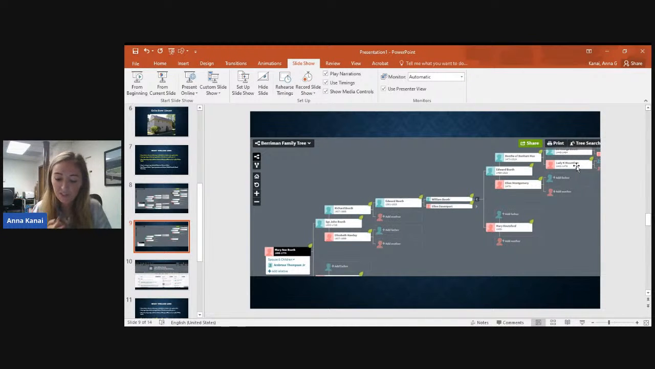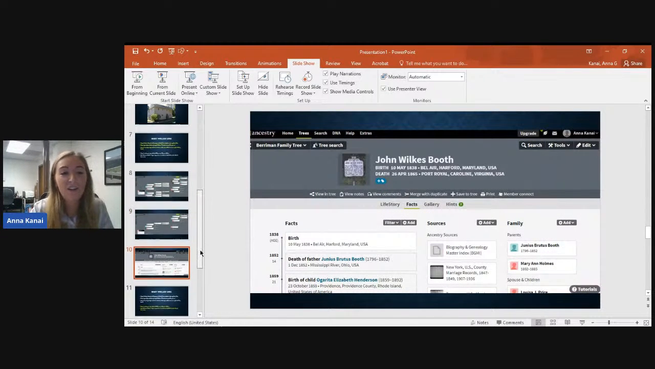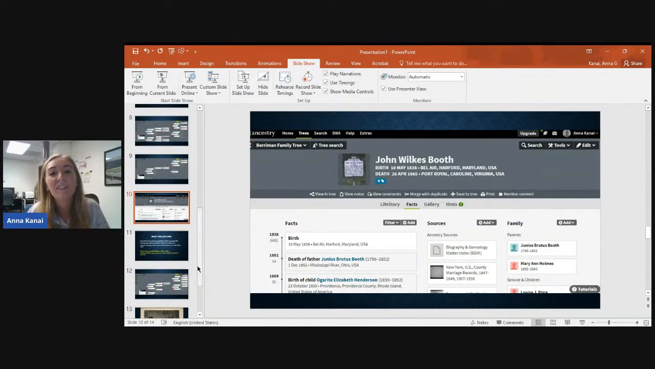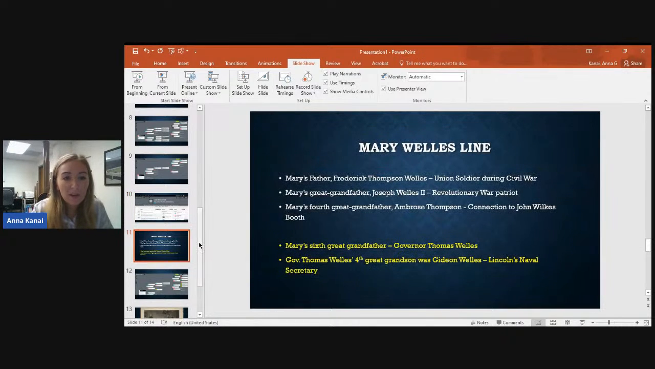And so it was just really cool to say that I had John Wilkes Booth in this family tree that I'm researching. Obviously, it's very sad, but it was cool to look into this and see this connection. So yeah, that was just one of the really cool findings that I had. And then moving on to some more about Mary Wells.